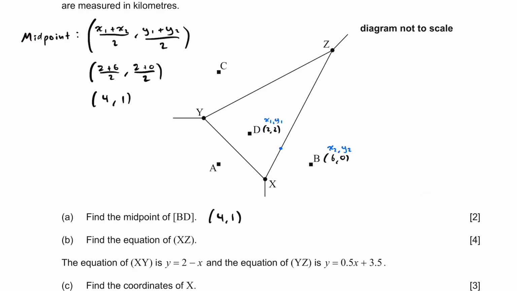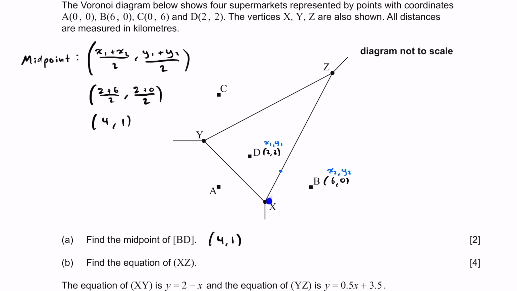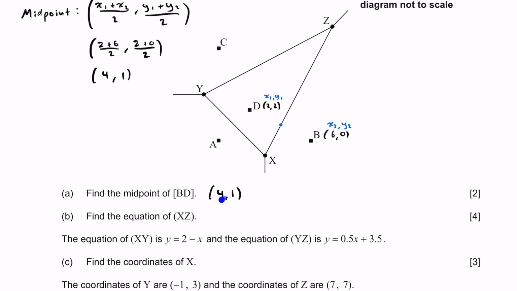Find the equation of XZ. So essentially the perpendicular bisector between D and B. We've already found the midpoint right here. What we need to do is find the slope of the line, use that to find the perpendicular slope, and then substitute this midpoint to find the y-intercept. It's a common question, often worth between 4 and 6 marks, and the procedure is always so similar that this is one of the good ones to get a handle on.